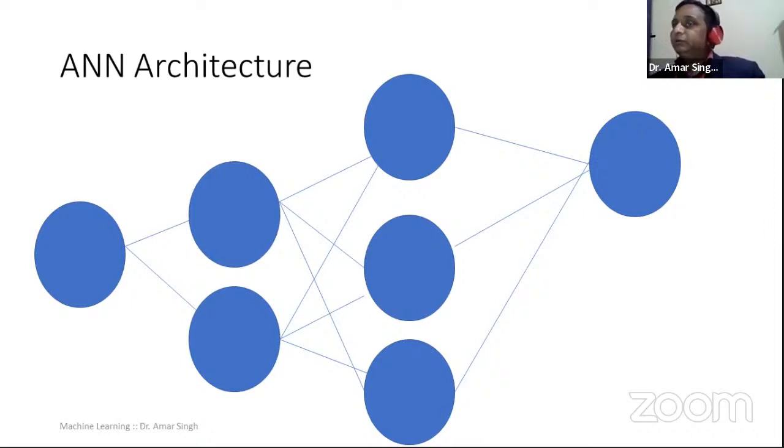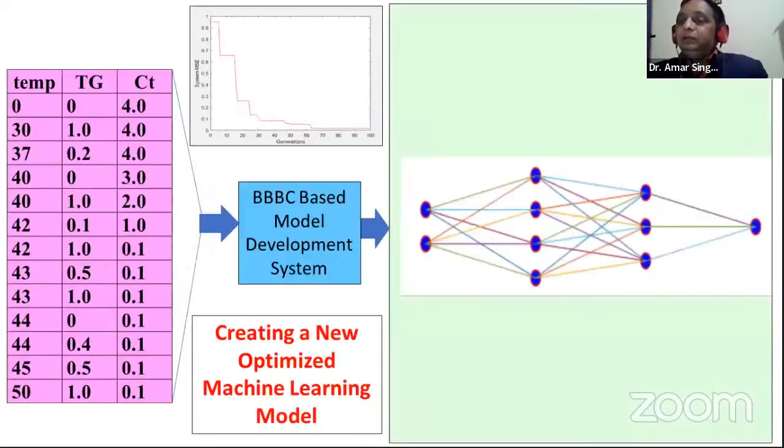Thus, there is a need for an approach which can automate this process, which can tell us what could be the best architecture for the machine learning model. If my architecture is best, the performance will also be good. So for this architecture automation, I have used one approach. The approach is the Big Bang Big Crunch approach. This approach is automating the architecture designing of the artificial neural network. Automatically it can evolve the architecture for us, right?